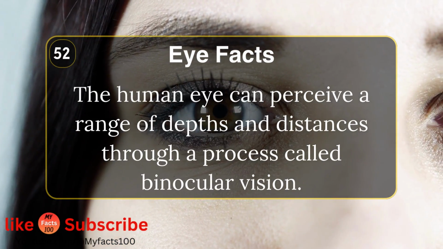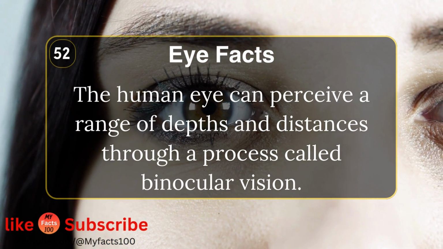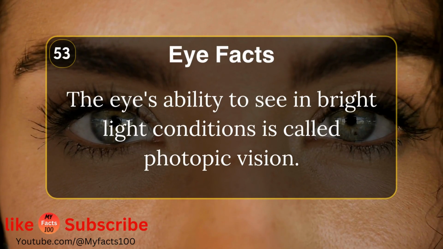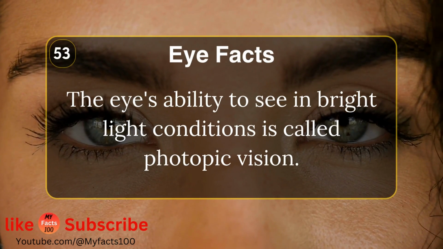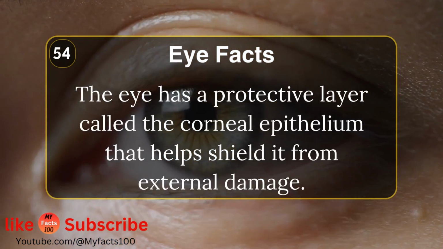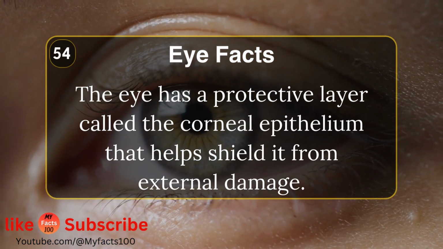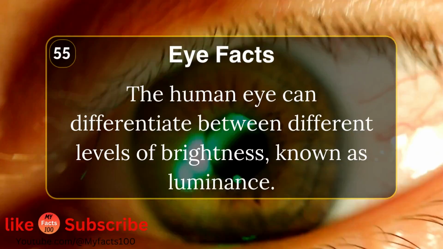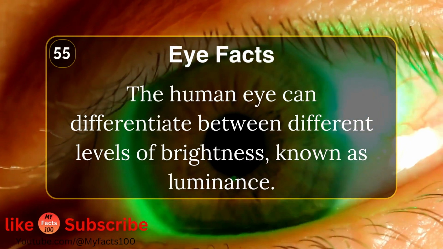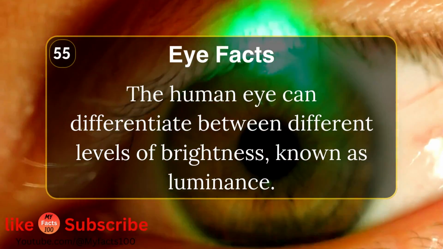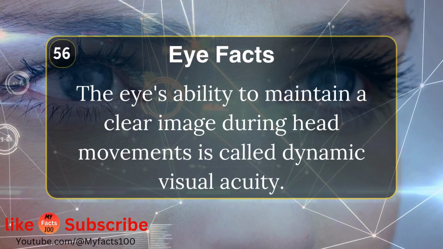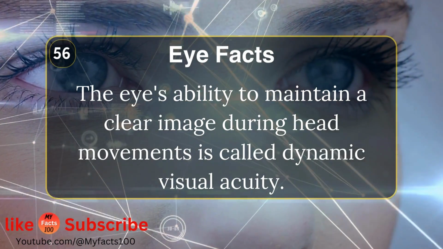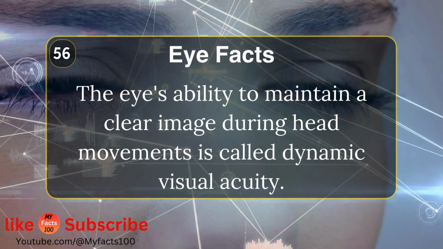The human eye can perceive a range of depths and distances through a process called binocular vision. The eye's ability to see in bright light conditions is called photopic vision. The eye has a protective layer called the corneal epithelium that helps shield it from external damage. The human eye can differentiate between different levels of brightness, known as luminance. The eye's ability to maintain a clear image during head movements is called dynamic visual acuity.